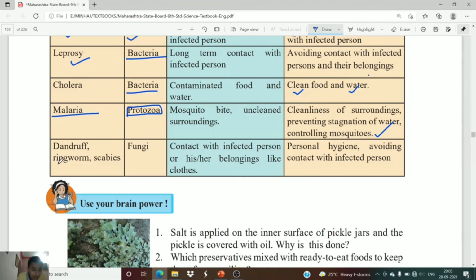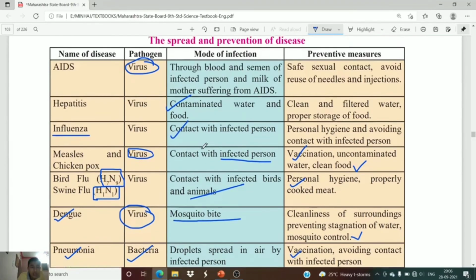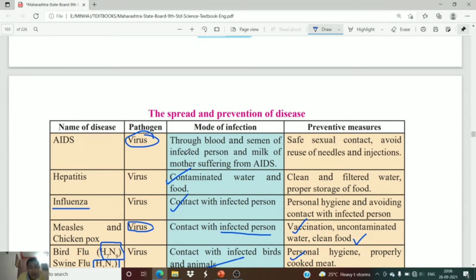Next is dandruff, ringworm, or scabies. These are all caused by fungi. The mode of infection is contact with the infected person or his or her belongings like clothes. So if you wear the clothes of a person who is suffering from dandruff, ringworm, or scabies, there are chances that you will suffer from these diseases too. The preventive measures are that we have to maintain personal hygiene and avoid contact with the infected person. Now, these were some diseases and we have seen how they can be prevented.